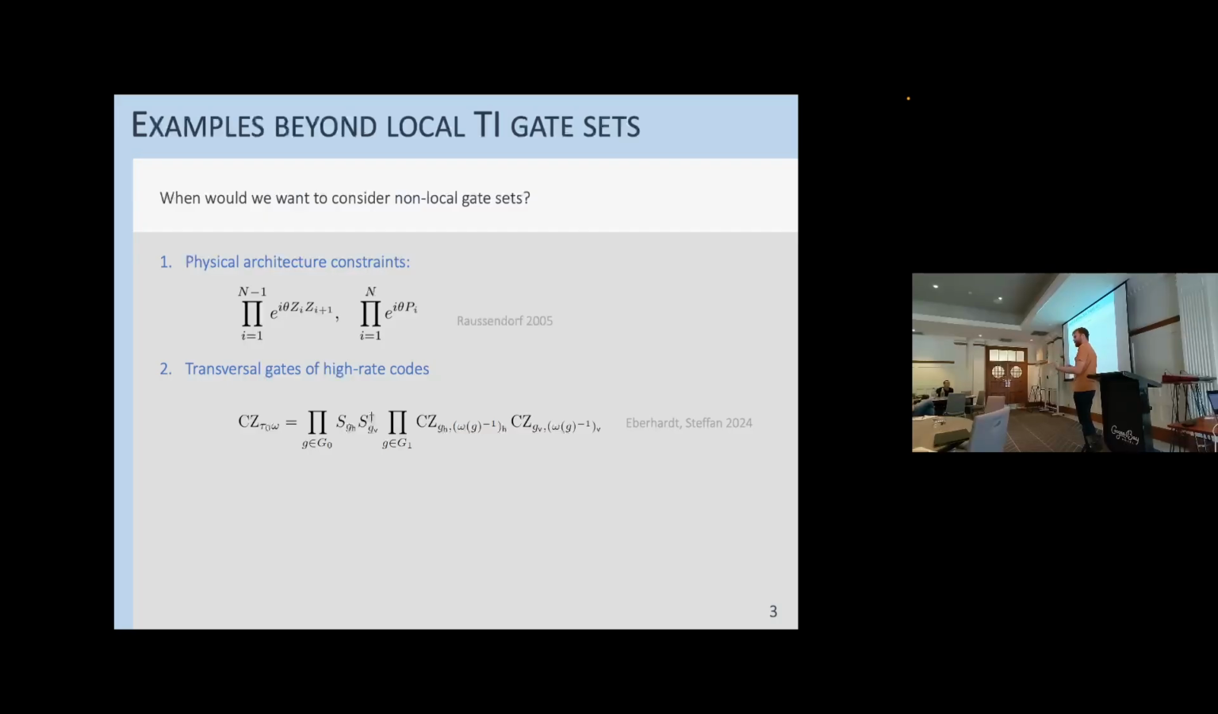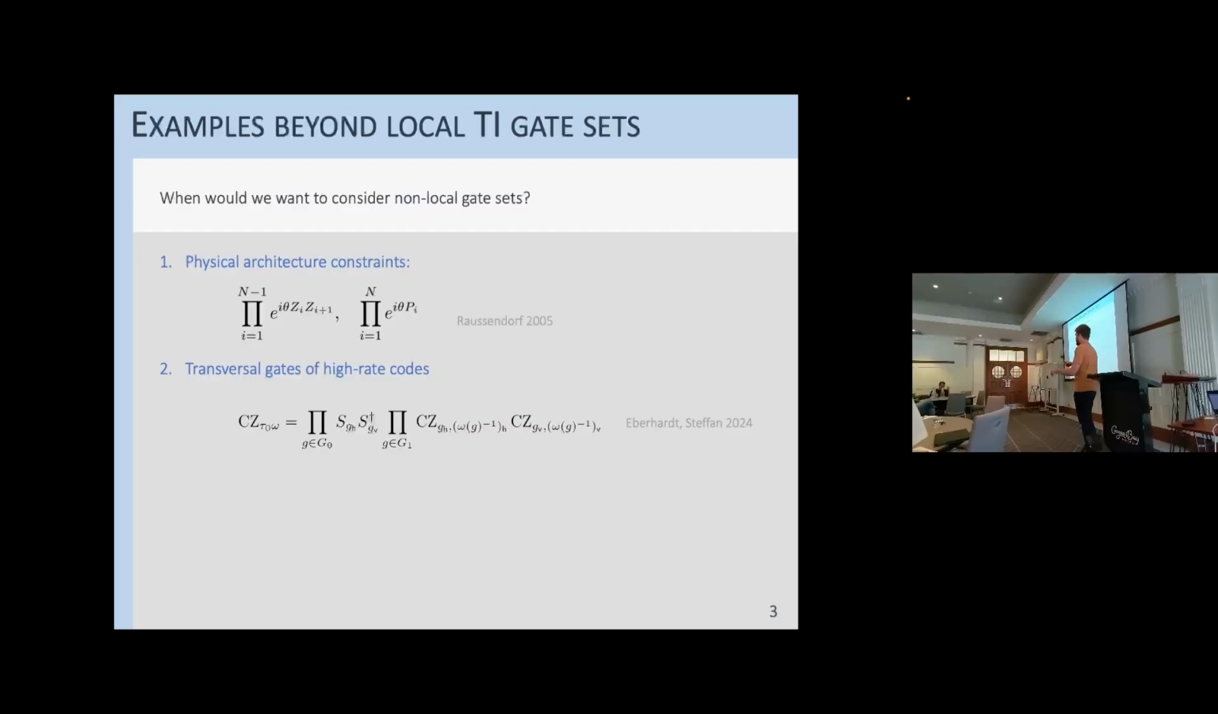So you'll kind of recover this structure I talked about. But when you consider high rate codes, it turns out that the easy gates you can do, like the transversal gates, don't always have this nice structure. So this is just one equation I copied from this paper. I think it's a transversal gate of some bicycle LDPC code. And it's just like some weird product of CZs, and this is kind of all you can do.